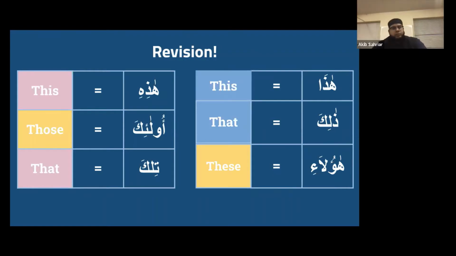So these 6 words that you see on the screen right now were all demonstrative pronouns, right? Allah subhanahu wa ta'ala uses these words in the Quran to indicate something: a noun, a person, an object, a thing, or a place. Hada, dhalika, ha'ulai. These are all for nouns, a demonstrative pronoun used to indicate a noun.